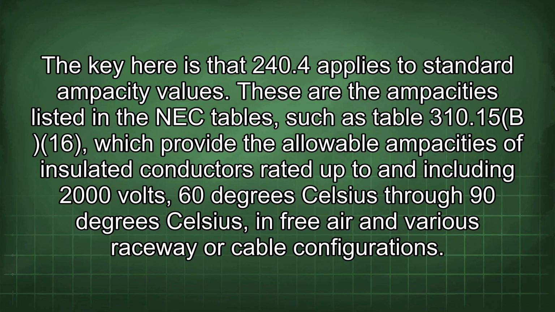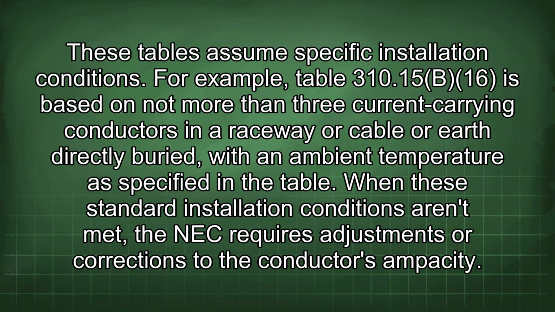These are the ampacities listed in the NEC tables, such as Table 310.15(B)(16), which provide the allowable ampacities of insulated conductors rated up to and including 2000 volts, 60 degrees Celsius through 90 degrees Celsius in free air and various raceway or cable configurations. These tables assume specific installation conditions. For example, Table 310.15(B)(16) is based on not more than 3 current-carrying conductors in a raceway or cable or earth directly buried, with an ambient temperature specified in the table.